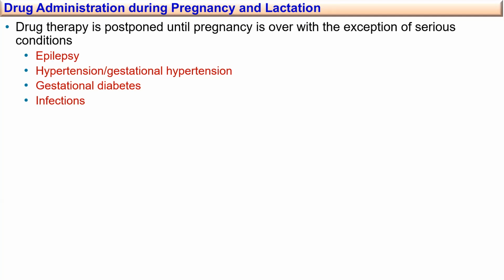The type of diabetes that women will develop during pregnancy is called gestational diabetes. That's a specific type of diabetes, different from type 1 or type 2. That's diabetes that will develop during pregnancy, or even infections. So we have to prescribe medications, and we have to be selective, prescribing medications to the mother that are safe for both mother and baby.